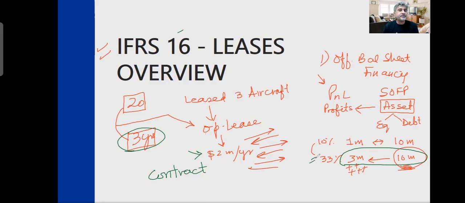And then what happens? At some point in time, you don't have the business, you don't have passengers, you don't have the flights, but you need to pay the rentals, and you go into loss in future. You actually are exposing yourself to some kind of risk which the users of financial statements do not know.